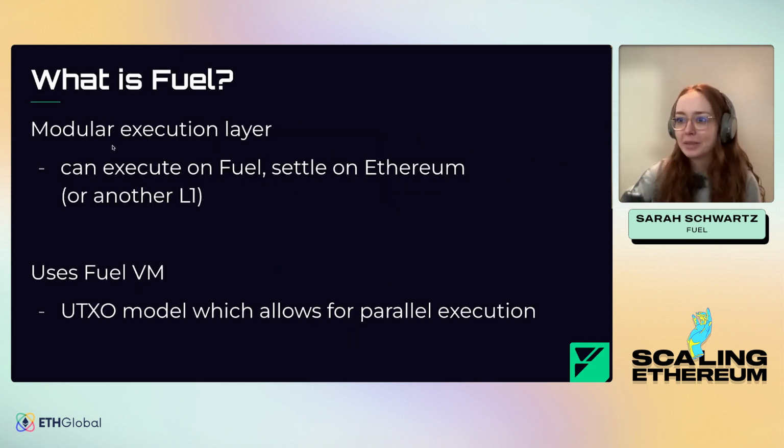So first of all, really quickly, what is Fuel? Fuel is a modular execution layer. That means you can execute on Fuel and settle on another L1 like Ethereum. What makes it really different from other rollups you might have heard of is that it uses the FuelVM instead of the EVM, which uses a UTXO model that allows for parallel transaction execution. So it's much faster than the EVM.